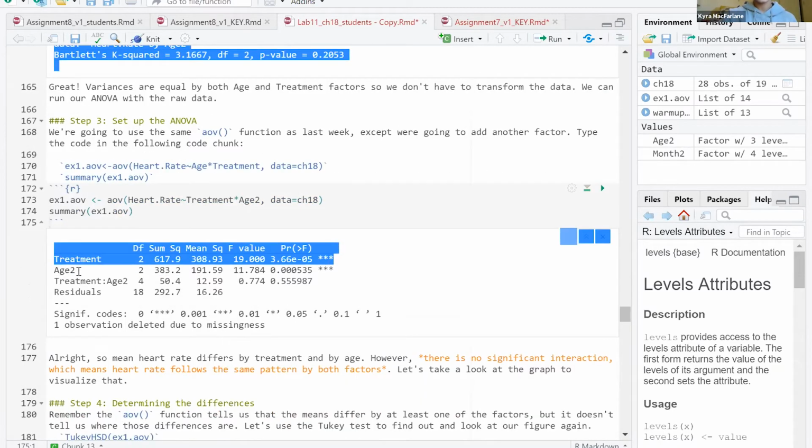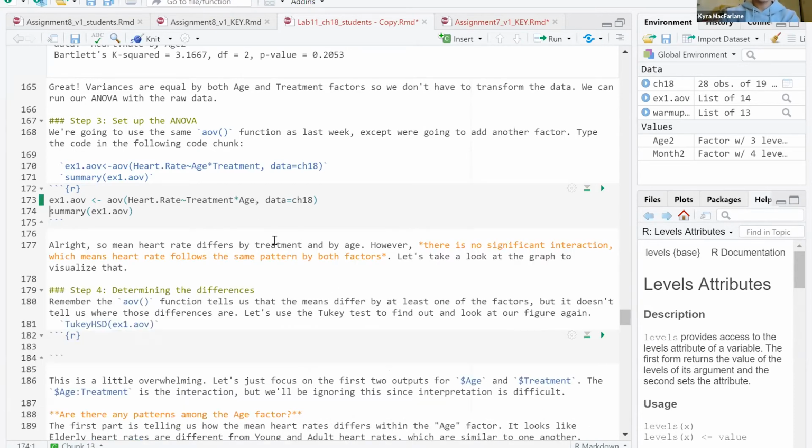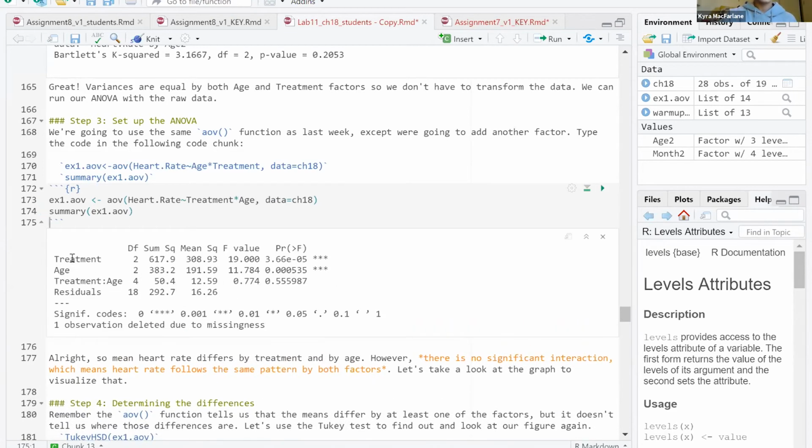We find that age is significant. And sorry, the treatment is significant and age is significant, but there is no significant interaction between the two. That's what this column is. So we have treatment, age, and the interaction between treatment and age, or age and treatment if you left it that way. Again, it doesn't matter. Treatment and age are both significant, but the interaction is not.